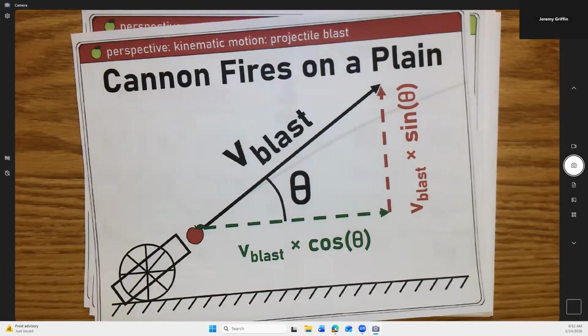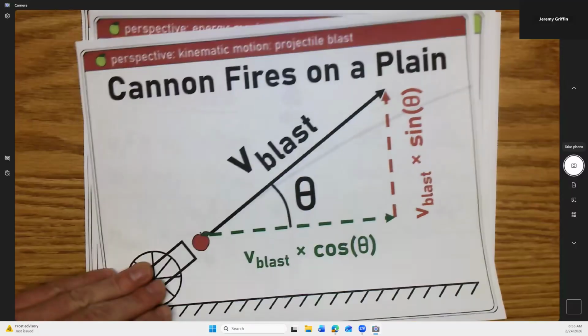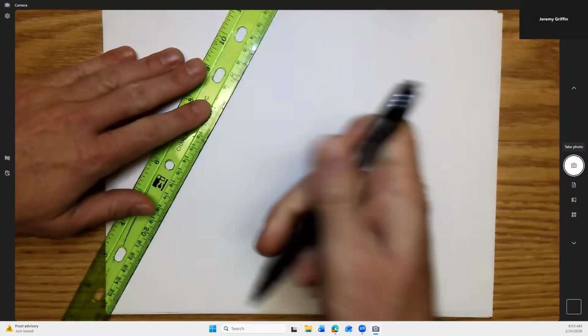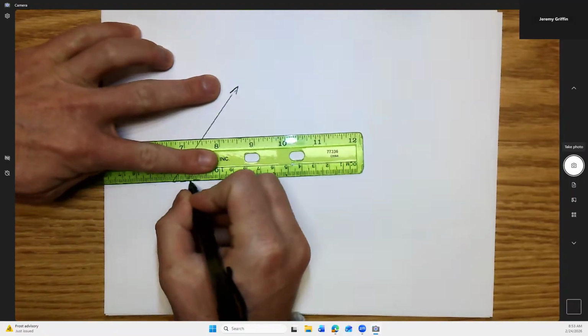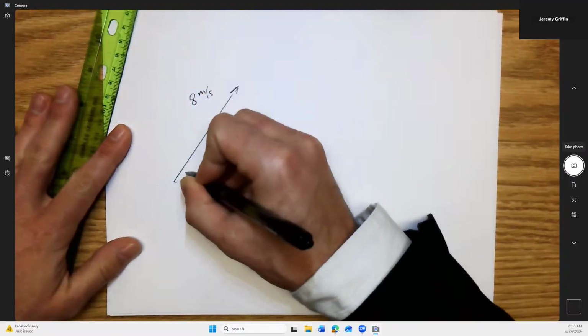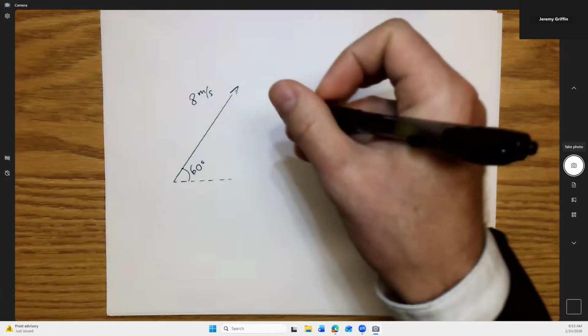All right, let's see. What were the numbers? It was 8 meters per second, 60 degrees above the horizontal. All right, so let's do that. You guys are writing some notes. We got 8 meters per second at 60 degrees above the horizontal. All right, so you got that. So yeah, let's break this into components.